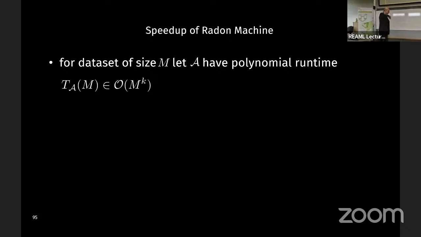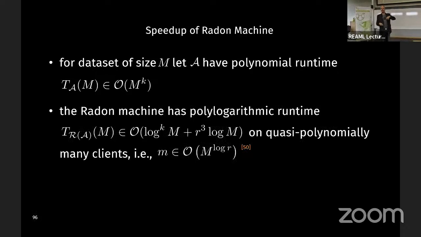Let's get back to the radon machine, because that's one of the few approaches where speed up has been analyzed. Just to give you an idea of how you can compute it, it's not too important. Let's assume you have a learning algorithm that has a polynomial runtime, something like m to the power of k. Then the radon machine has a runtime that is polylogarithmic in that. So it's log to the k of m plus another log m term. However, you need quasi-polynomially many clients, so you need m to the log r many clients.